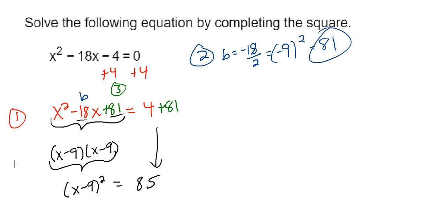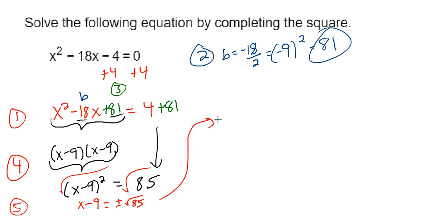So let me enumerate my steps a little better here. Step 4 was factoring. And then step 5 is solving this equation. So we'll take the square root of both sides. We'll get x minus 9 equals plus or minus the square root of 85. We'll continue up here. Let me see if I can fit the last step. There's just one more step here. We're going to add 9 to both sides to get x by itself. So we'll get x equals 9 plus or minus the square root of 85.